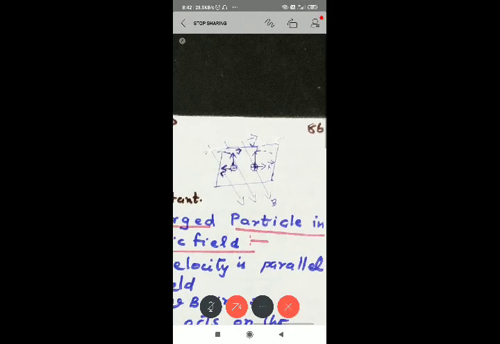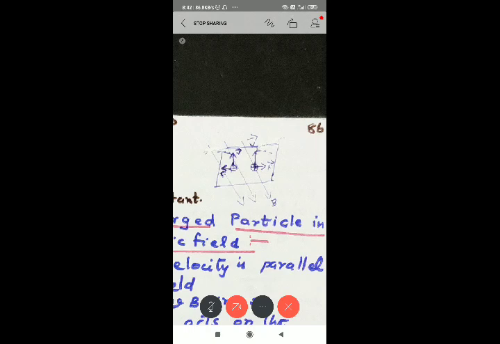Force is acting towards right. We can see it is acting towards right. If it is a negative charge, it will experience force towards left. So which rule do you have to apply? Fleming's left hand rule to find the direction of force. So a positively charged particle experiences force towards right, a negatively charged particle towards left.